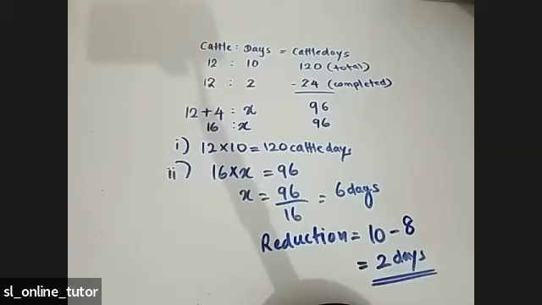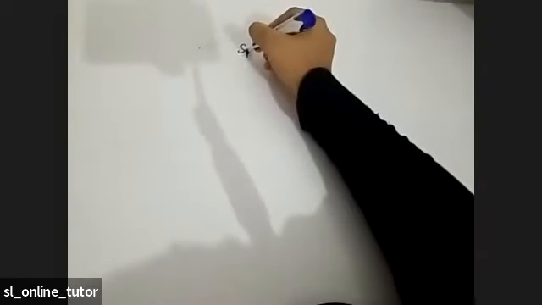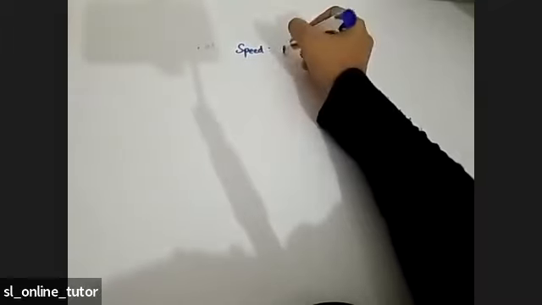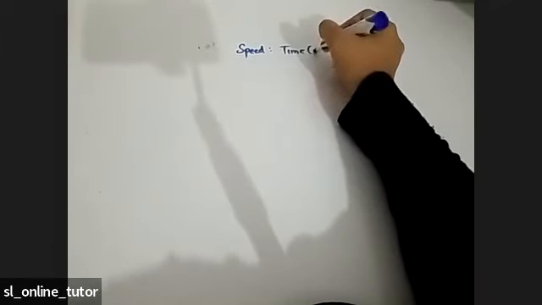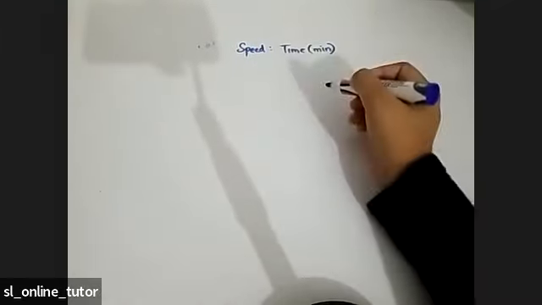It says it takes half an hour for a certain vehicle traveling at a speed of 40 kilometers per hour to complete a certain journey. Now they have given the speed and the time. Okay. Speed and time. So this time is given in minutes, but you can get it in hours also sometimes. That's what I'm telling you.